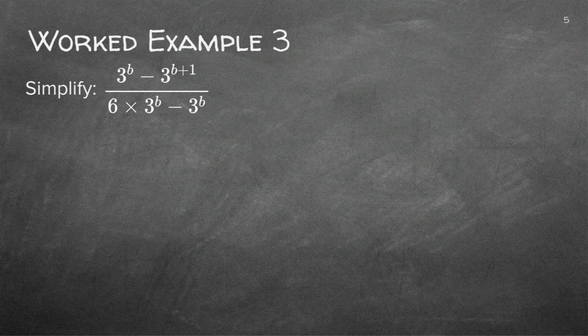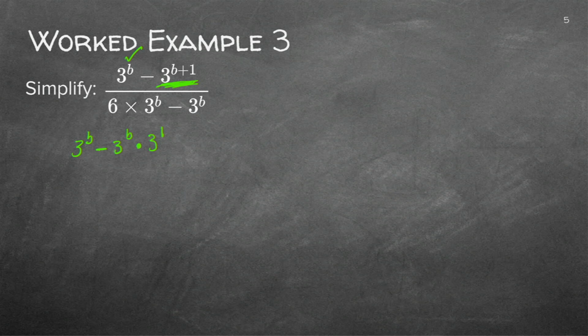So, since you are done doing your problem there, now let's do corrections and see what we have. So you have 3 to the power of b minus 3 to the power of b plus 1, divided by 6 times 3 to the power of b minus 3 to the power of b. So this becomes 3 to the power of b minus 3 to the power of b times 3 to the power of 1. What we did is we broke down this value using the laws of exponents, saying that if the bases are the same, you add the exponents.